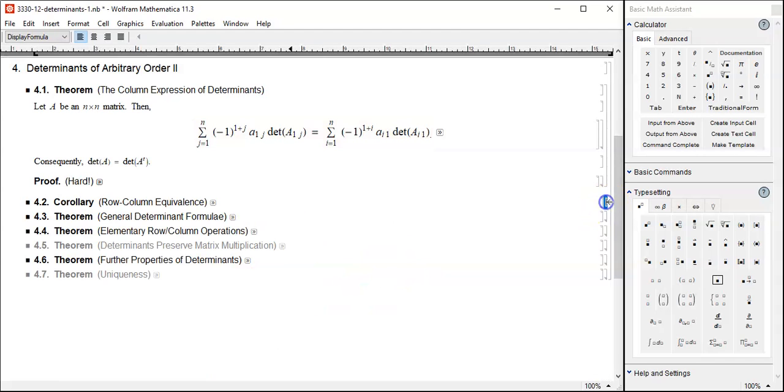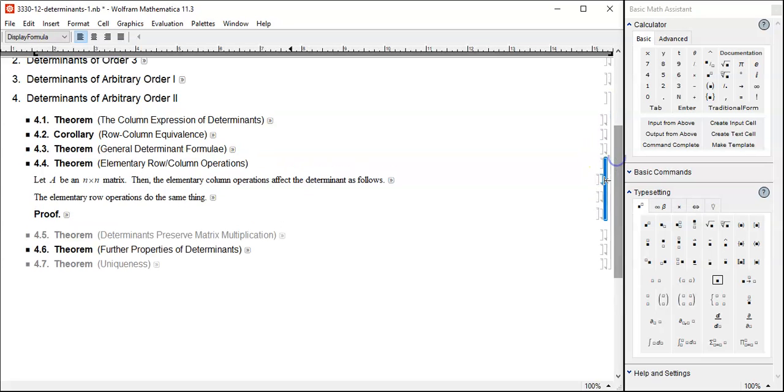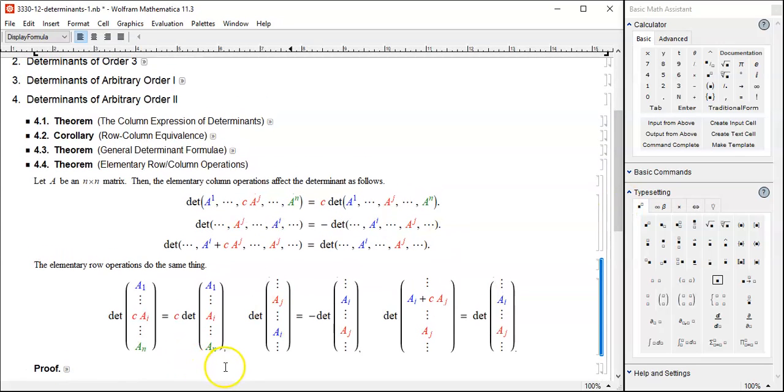So row-column equivalence. Another observation, determinant of A and determinant of A transpose are the same because transpose, what is it? Row goes to column goes to row. But then again, as far as determinants are concerned, row, column make no difference. So we have to have same determinant. Another thing, elementary row operation versus elementary column operation. Well, if you look at elementary row operation, we have three types of elementary row operation.